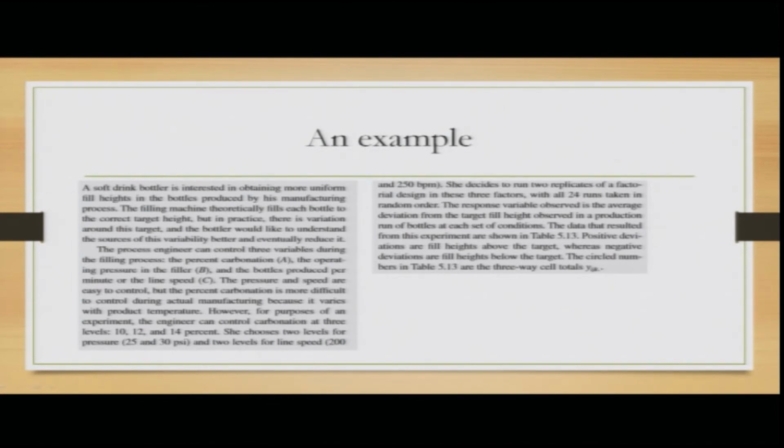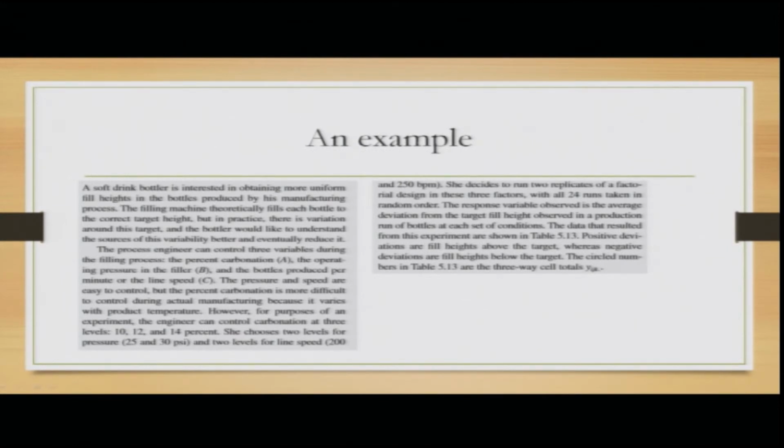The response variable observed is the average deviation from the target fill height observed in a production run of bottles in each set of conditions. The data resulting from this experiment are shown in Table 5.13. Positive deviations are fill heights above the target, whereas negative are fill heights below the target. The circled numbers in this table are the 3 totals together, which we just mentioned.